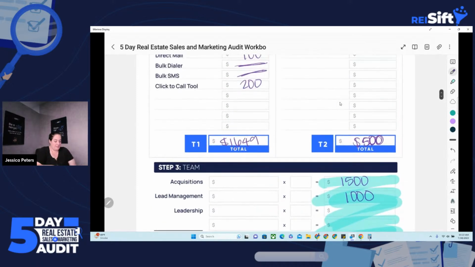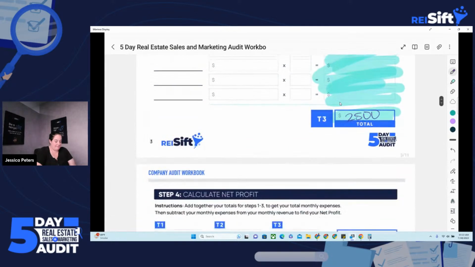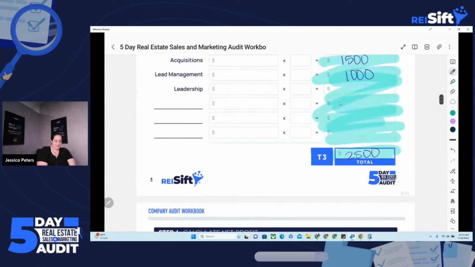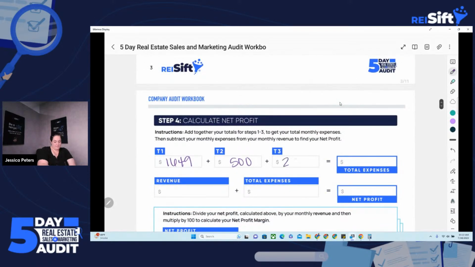So you're going to take the total in each of these areas, and that goes into the next page. So we had 1649, 500, and 2500.